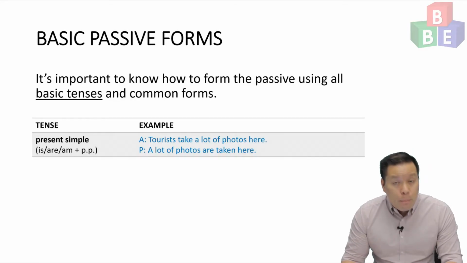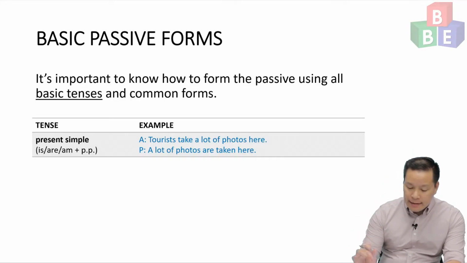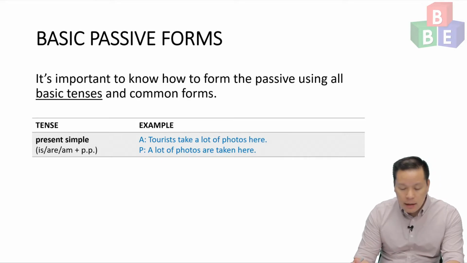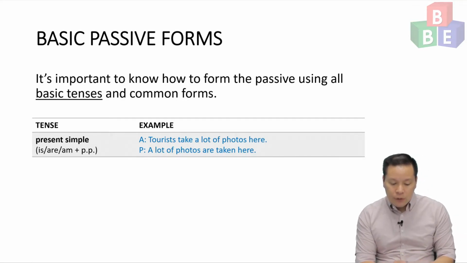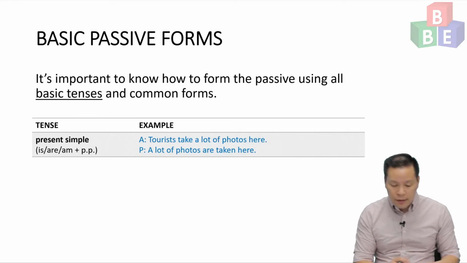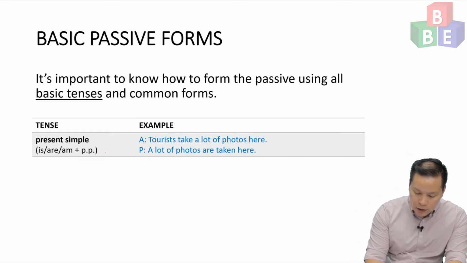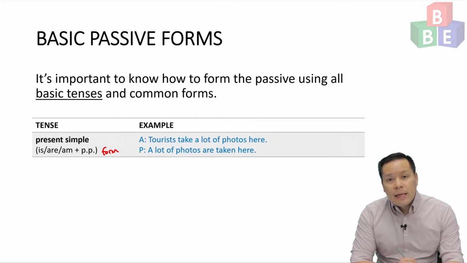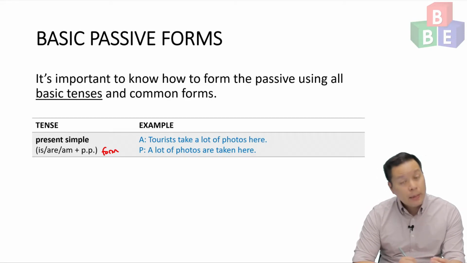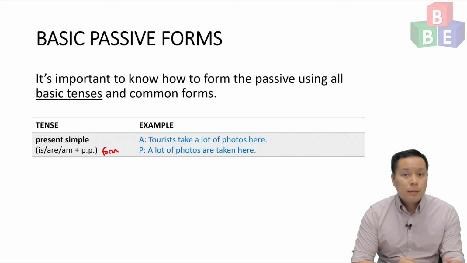1. Present simple. The active sentence is: tourists take a lot of photos here. The passive: a lot of photos are taken here. You can see that I've also got the form just below the name of the tense. Okay, so here I've got the form or the rule. Present simple is made up of is, are, or am plus past participle. Make sure that you use the right be verb for the right subject.